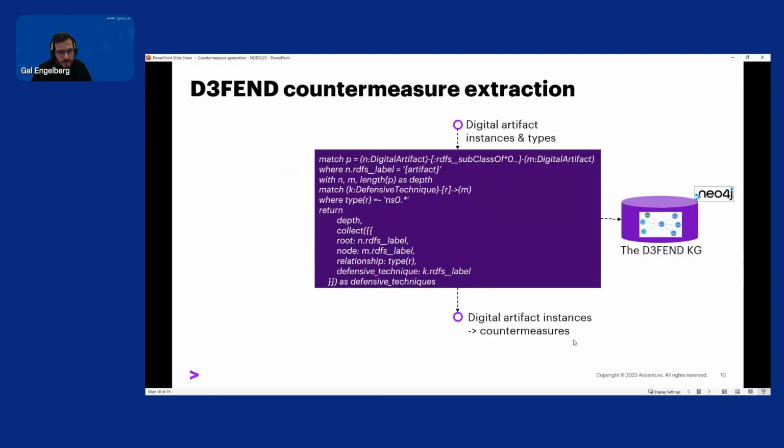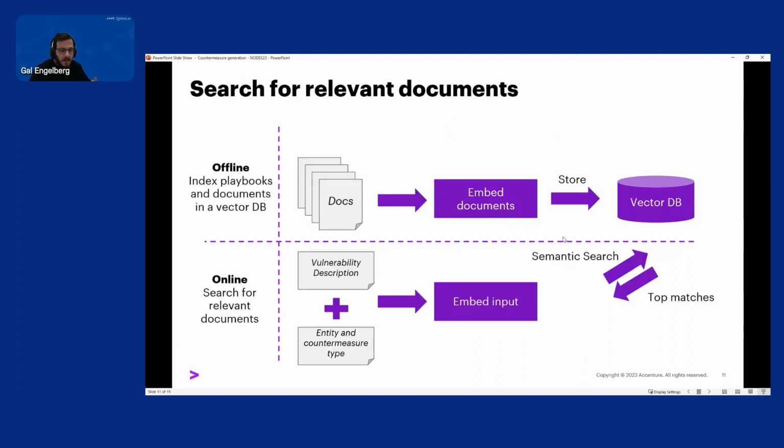Okay, so now after we extracted the digital artifact instances and types, we query the D3FEND knowledge graph using a Cypher query in order to extract all of the corresponding countermeasures. We're using the following Cypher query. And then at that point, we have the digital artifact instances, their types, and their countermeasures.